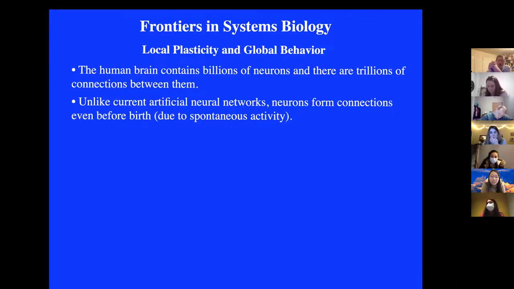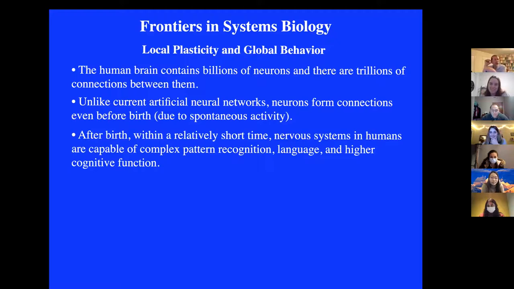The expectant mom gets all this kicking because those are spontaneous motions that the embryo is generating. And if you watch in the ultrasound, sometimes you'll see the fetus is turning handsprings. All this is going on before birth. Now, after birth, within a relatively short time, nervous systems in humans are capable of complex pattern recognition. Oh, that's mommy. Oh, that's daddy. Oh, that's my friend. Oh, that's a doggy. Oh, that's a table. That's a chair. A few years after, language, and then a few years beyond that, higher cognitive function.